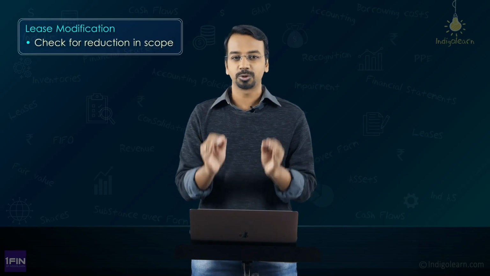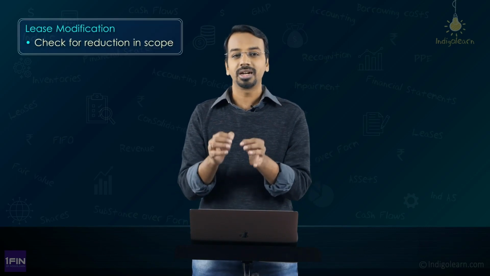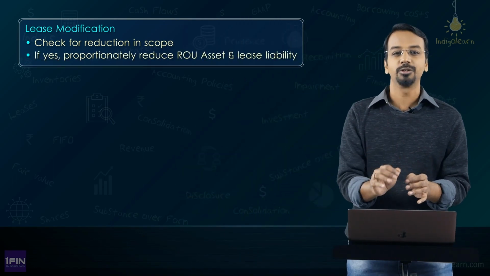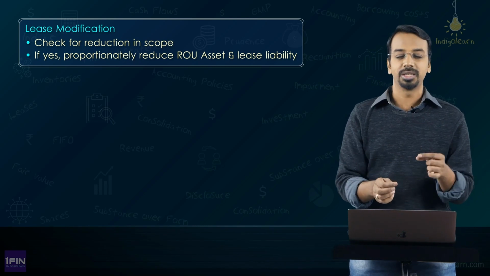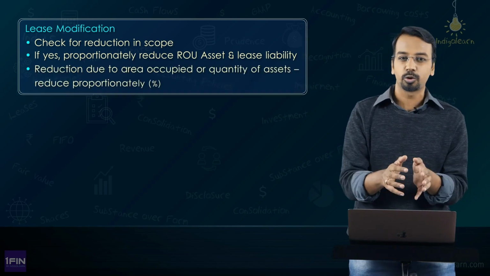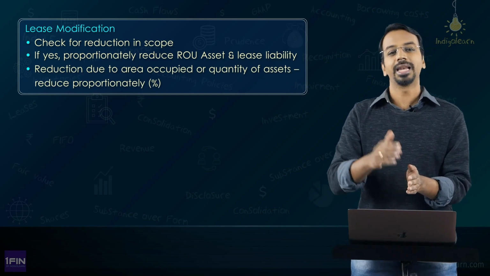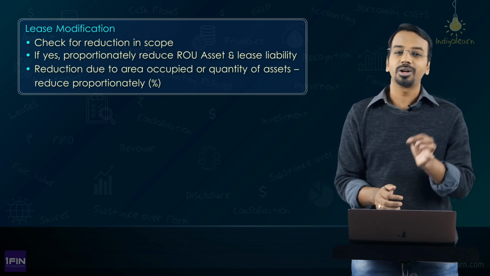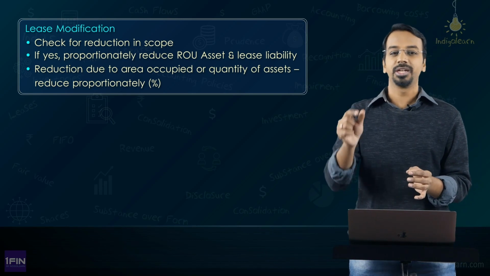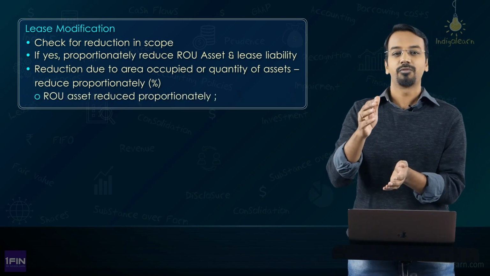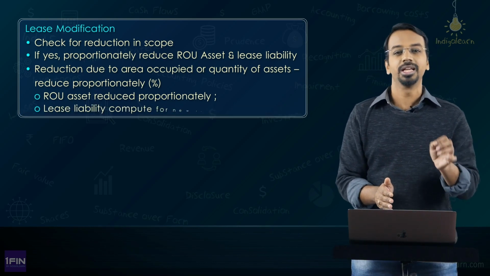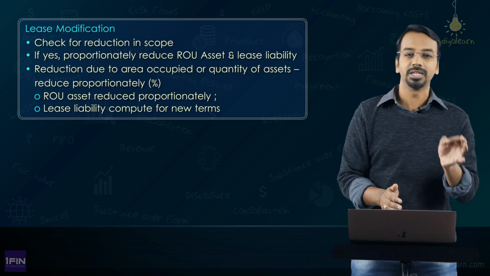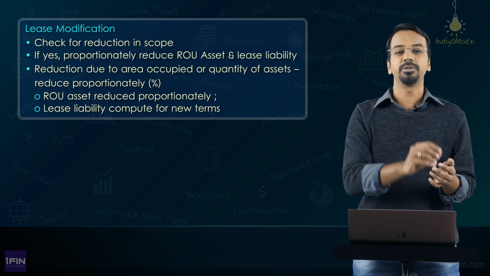in the examination. Again, to quickly revise, when you read the question, you have to check, is there a reduction in scope? If there is a reduction in scope, then you will have to proportionately reduce the right of use asset and the corresponding liability. Now when you are reducing the ROU asset and the liability, if it is because of reduction in area occupied or assets occupied, you can do directly a percentage reduction. But if it is because of a term, right of use asset will be reduced on the proportion of the term, that is for how many years you have reduced the term divided by the balance term. But whereas for the lease liability, you will do a fresh calculation of present value of lease payments. Okay, then whatever is the difference will be taken to P&L.